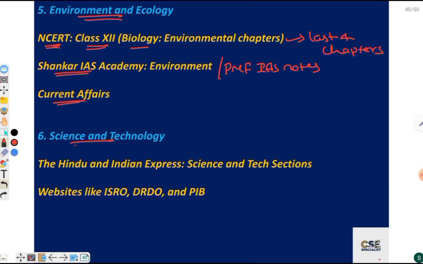Then coming to science and technology, as it is based mainly on current affairs, refer to The Hindu, Indian Express or Mint, especially the science and tech sections. Also refer to websites like ISRO, DRDO and PIB.